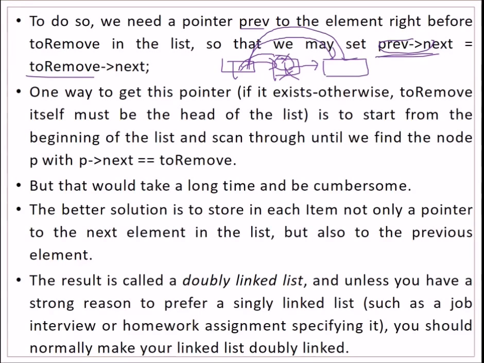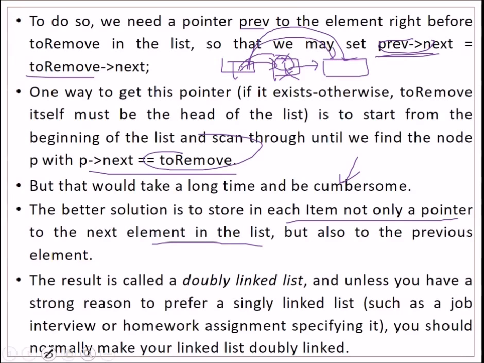So one way to get this pointer is to start from the beginning of the list, as we know that the node has to be there, and we scan through until we find the node P, and then we do P next equal to remove next. But that will take a long time and is somewhat tedious. So a better solution is to store in each item not only a pointer to the next element in the list, but also the previous element.